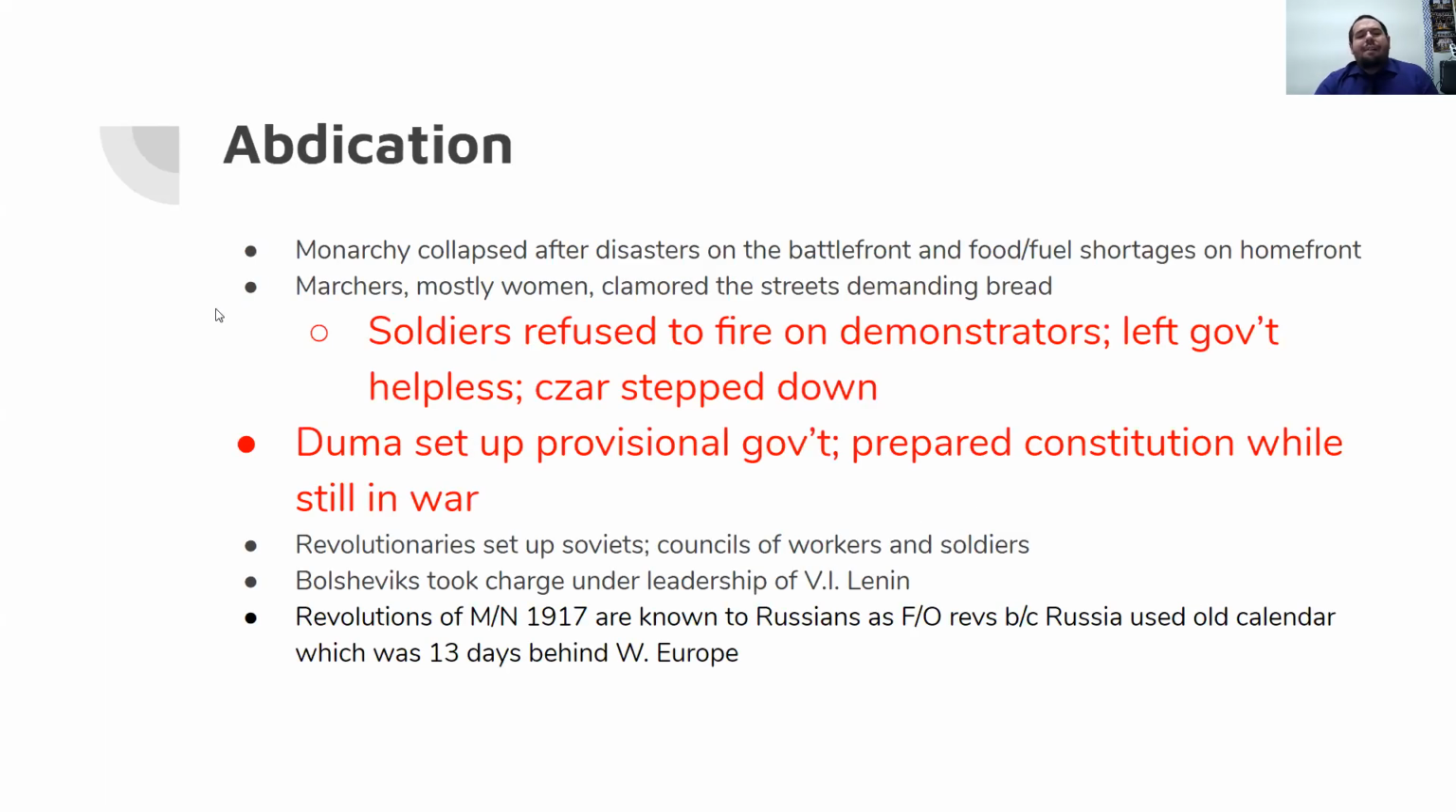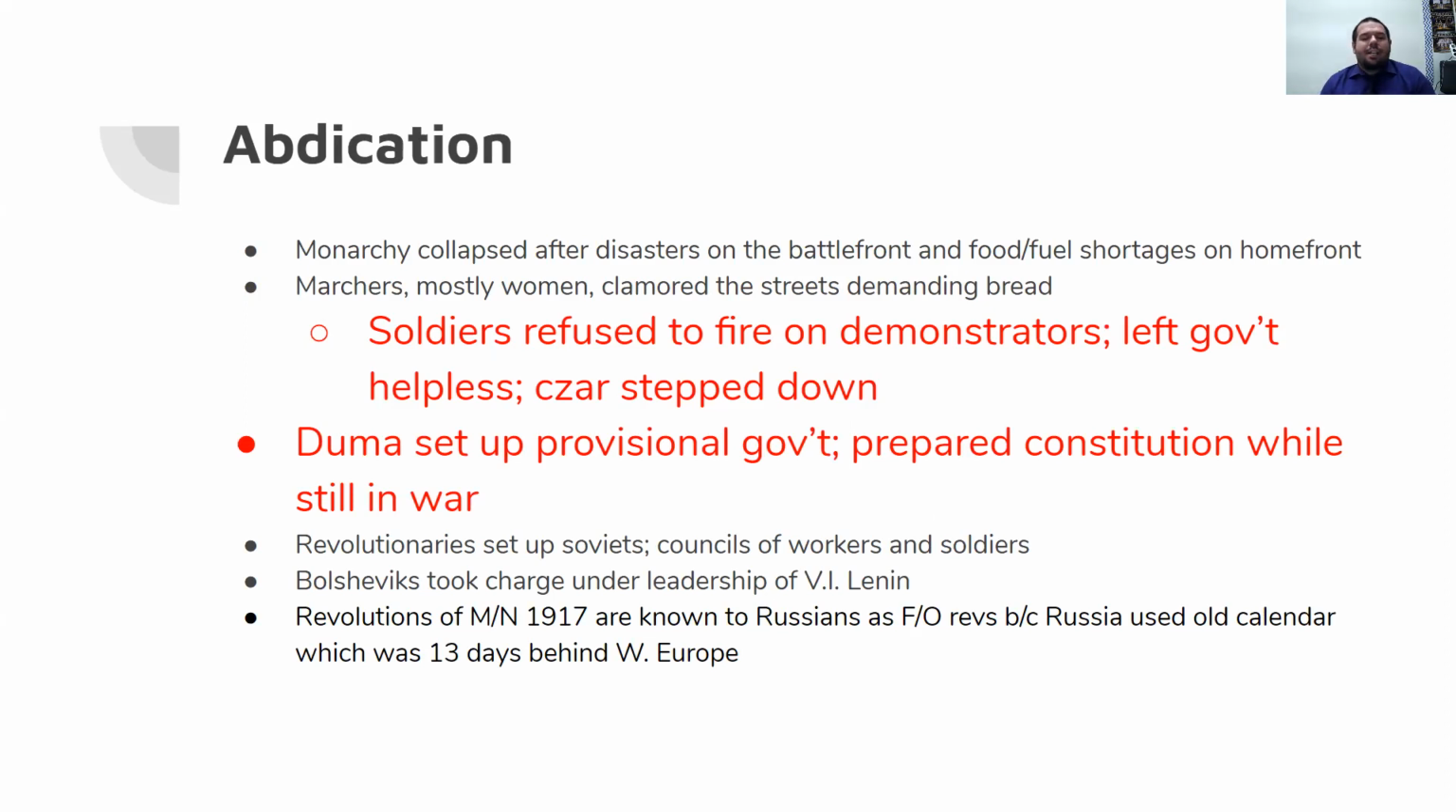Abdication. So after this, the monarchy is basically going to collapse after the disasters on the battlefront, and there are food and fuel shortages on the home front. Marchers, mostly women, clamored to the streets demanding bread. Soldiers are going to refuse to fire on demonstrators, and that's going to leave the government helpless, because if you're not going to follow your overseer, what real power do you have? So the Tsar is going to step down and abdicate.